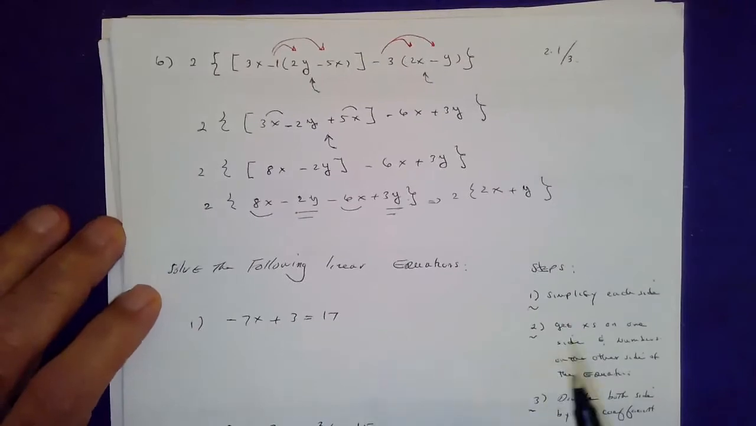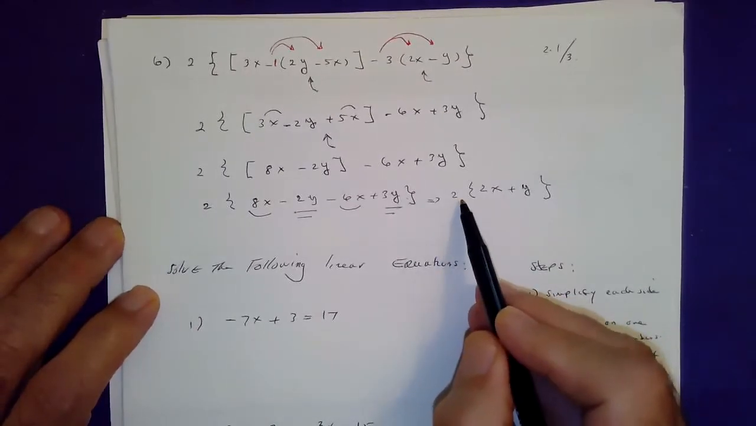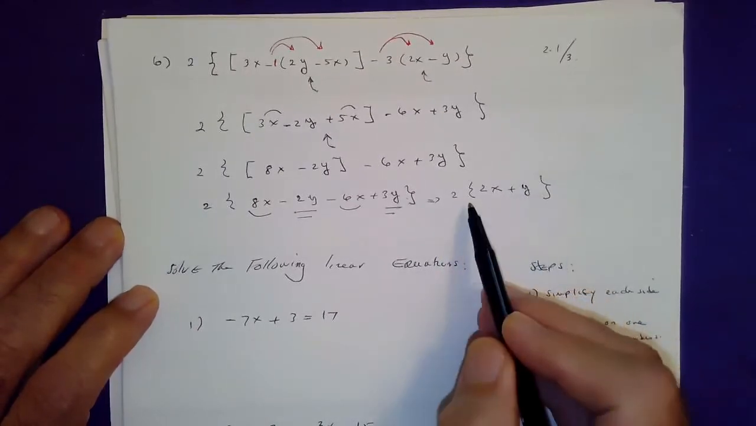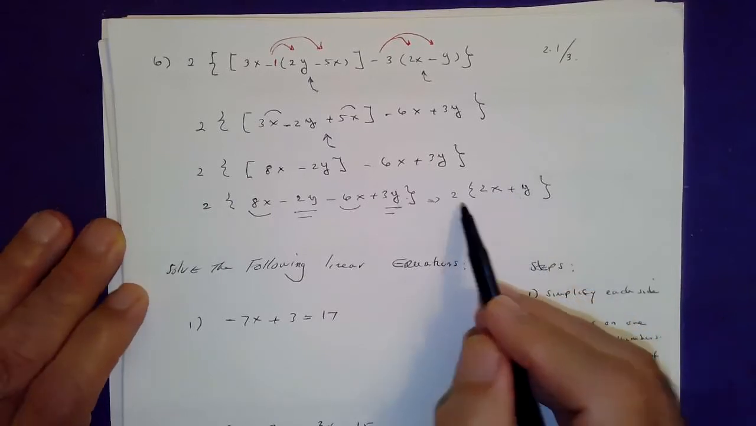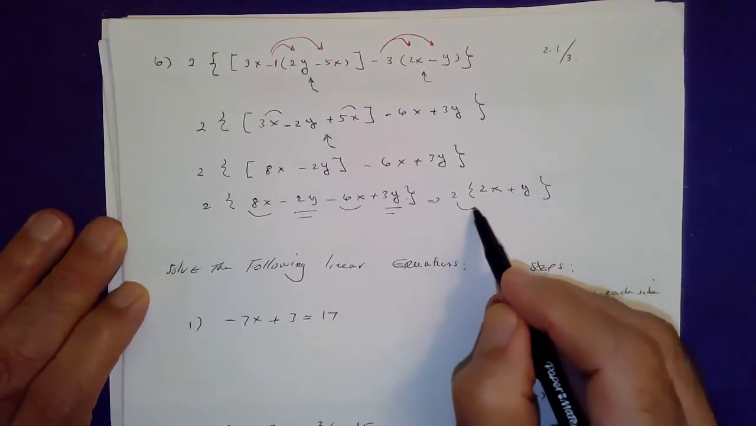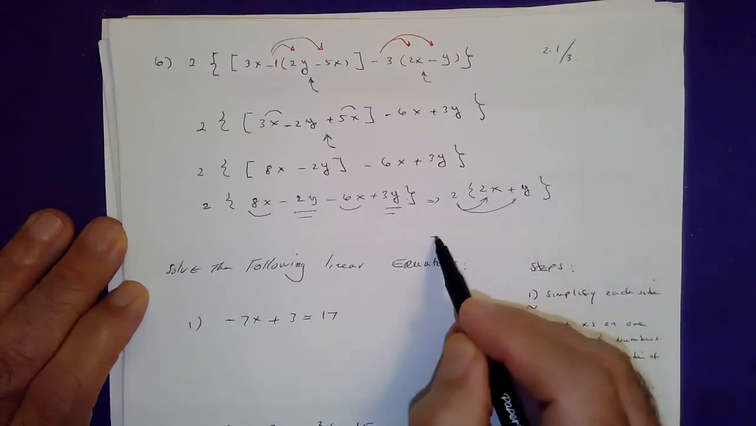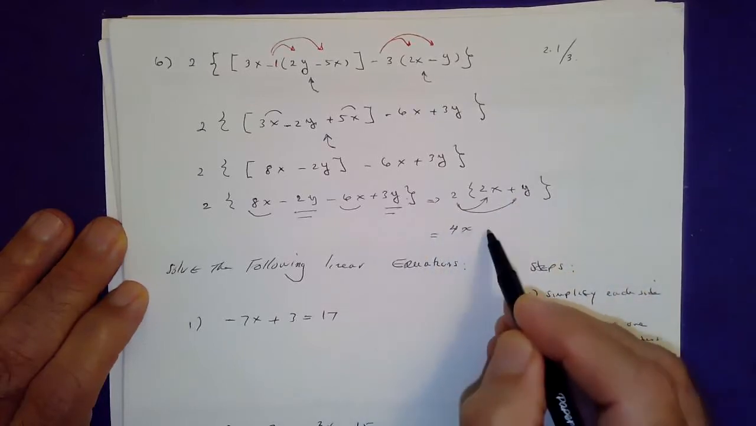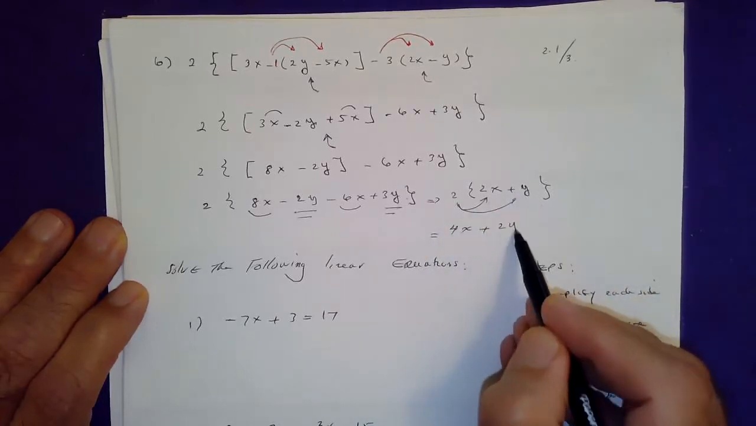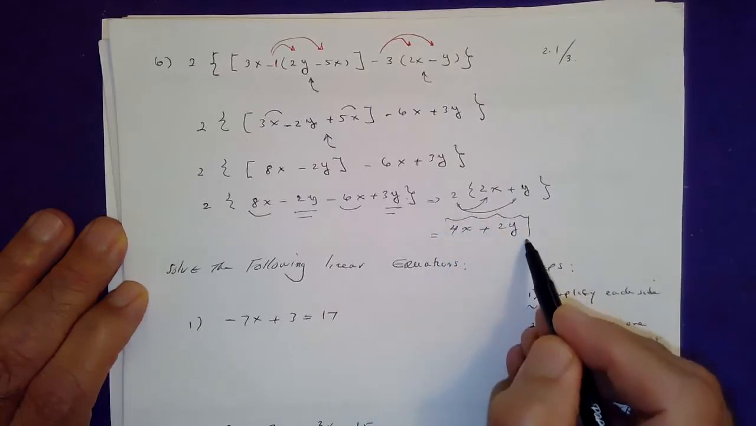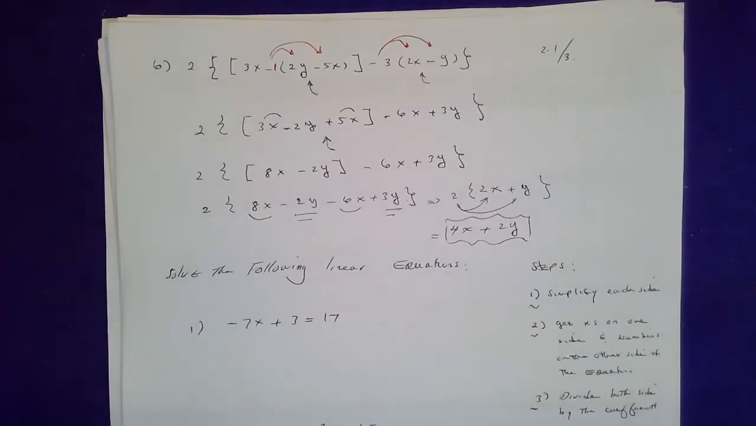So now there is no operation between 2 and the braces. So that means in the land of mathematics, you have to multiply. So you distribute, correct? So what would you end up with? 2 times 2x is 4x, 2 times y is 2y. So that would be the final answer.